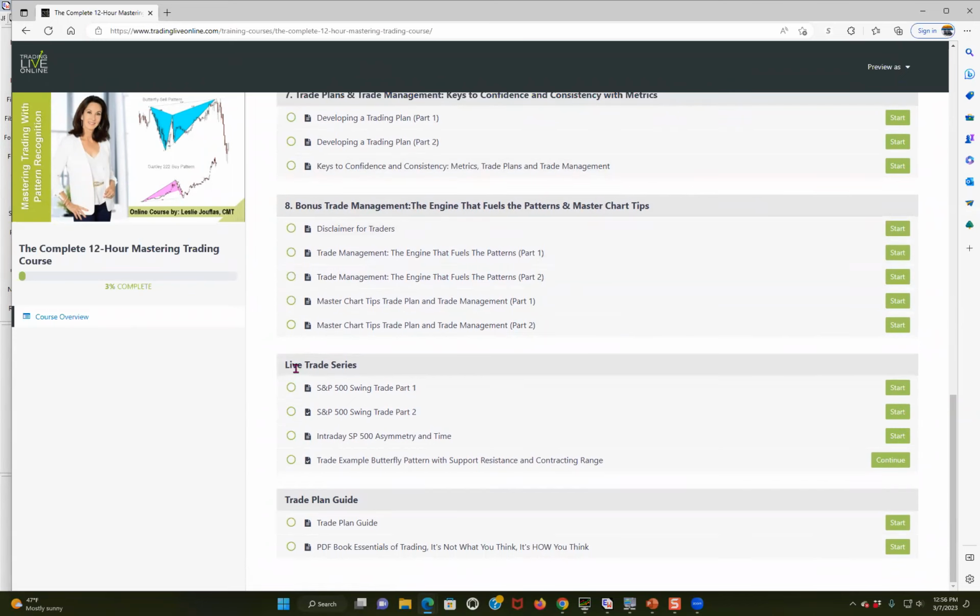Speaking of series, I do some live trade series where I see things on my charts one day and I'll just jump in and record it and post it in here for you. So here's a trade example that was just posted last week: a butterfly pattern with support, resistance, and contracting ranges. And then here's a trade plan guide for you and a PDF book.